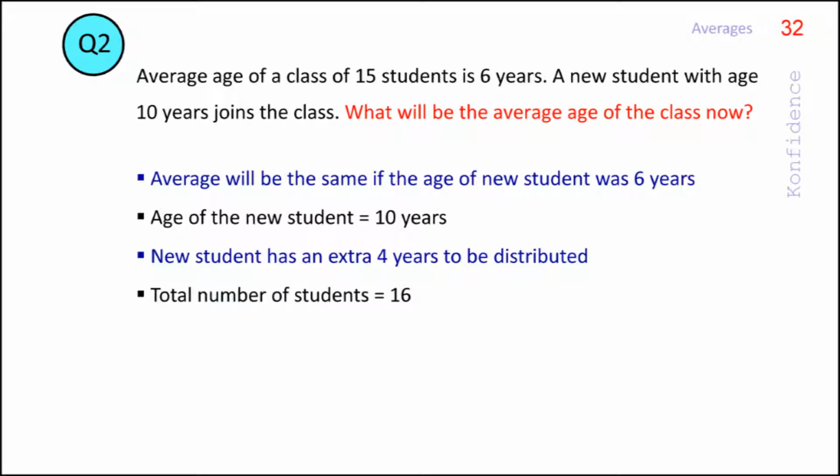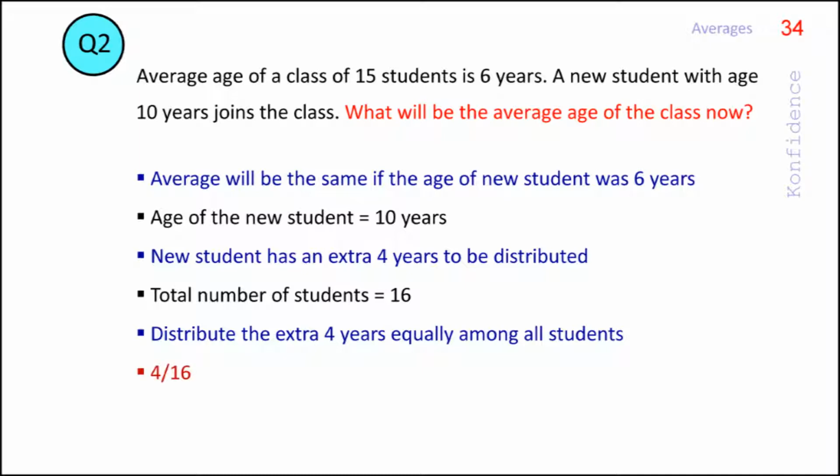The class now has 16 students. If we give the 4 extra years equally to all the 16 students, each one would get 4 divided by 16, which equals 0.25 or a quarter of a year. So, the average age of the class now is 6.25 years.